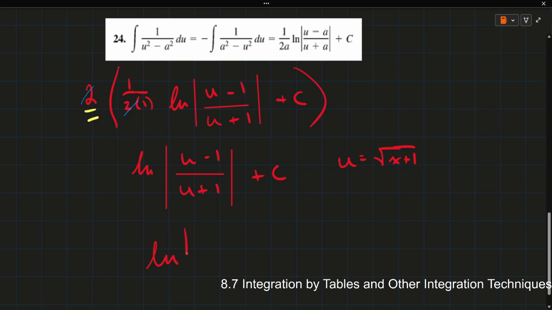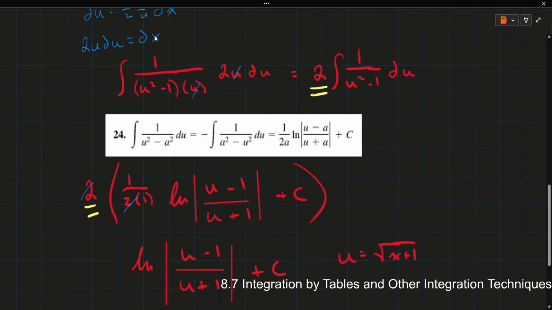So we would just be left with u minus 1 over u plus 1. And then finally, we're not looking for problems in terms of u. If we remember, u is equal to the square root of x plus 1, so we have to substitute that back in. So finally, we would end up with ln of the square root of x plus 1 minus 1 over the square root of x plus 1 plus 1, plus c. Ta-da!